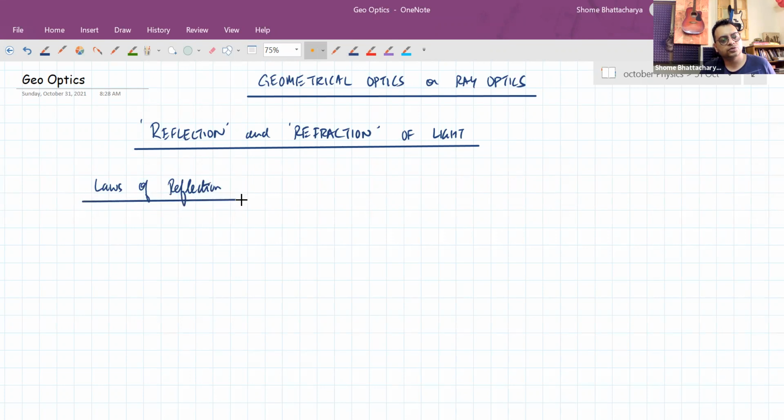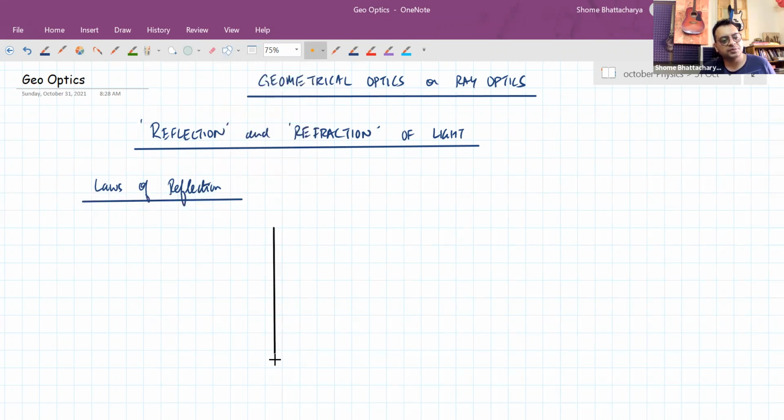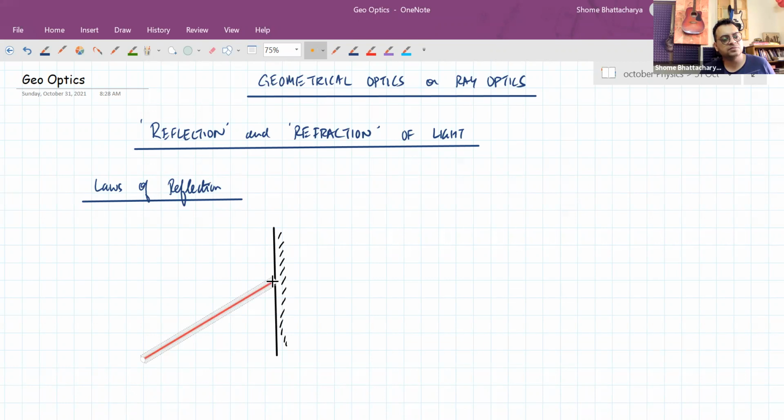I'm sure you have heard of these in class 9 and 10 before also. There are two laws of reflection. The first one states that if we have a ray of light incident on some reflecting surface, then after reflection it deviates, or you can think of it as bouncing back, in such a way that the angle of incidence is equal to the angle of reflection.